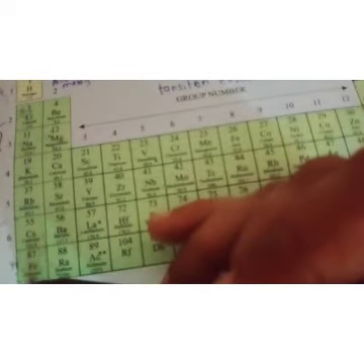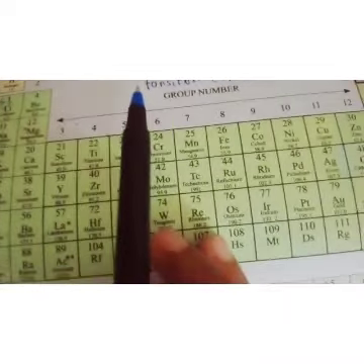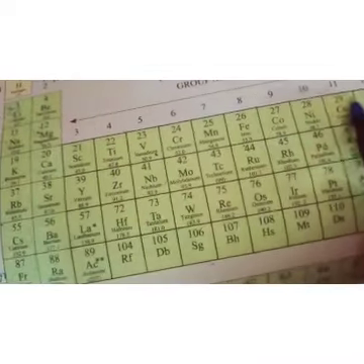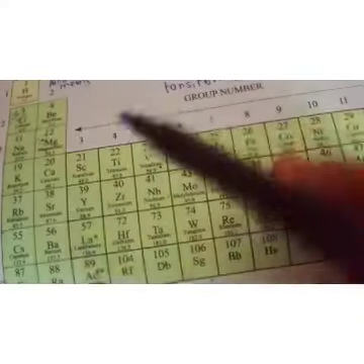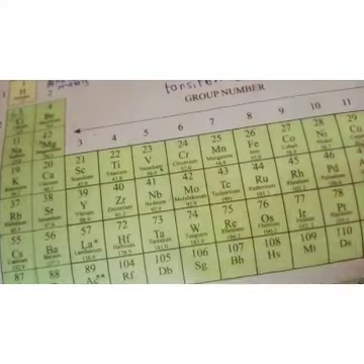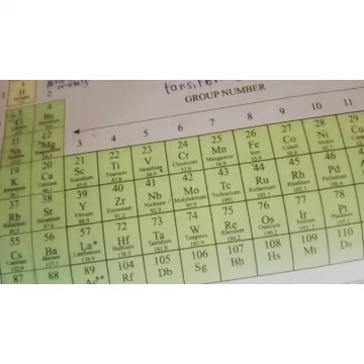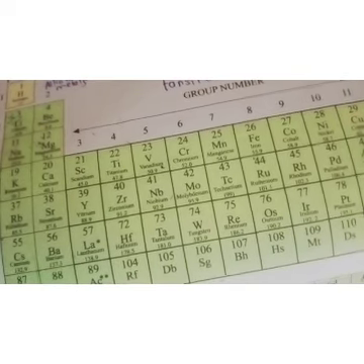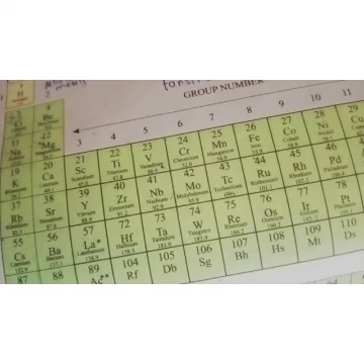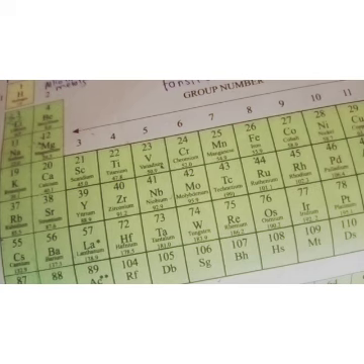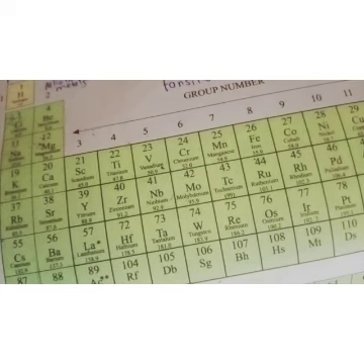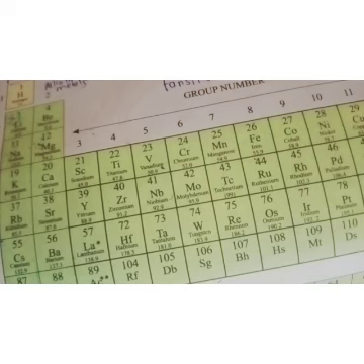So, in the modern periodic table, there are 18 groups and 7 periods. The vertical columns are called groups and horizontal rows are called periods. What is the basis of classification in the modern periodic table? Increasing atomic number. Elements are arranged on the basis of increasing atomic number, and this periodic table consists of 18 groups and 7 periods.